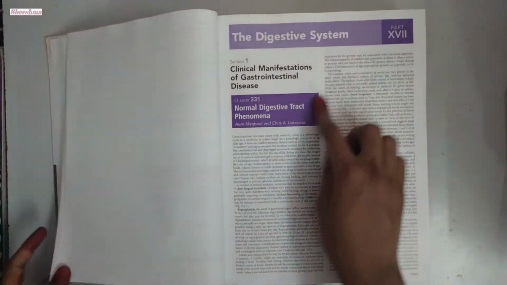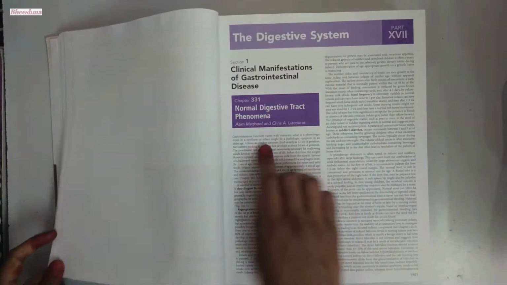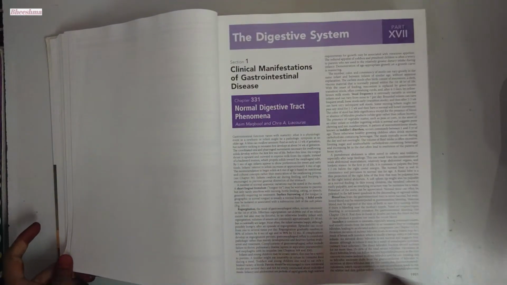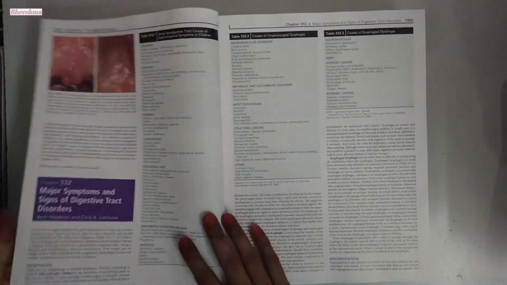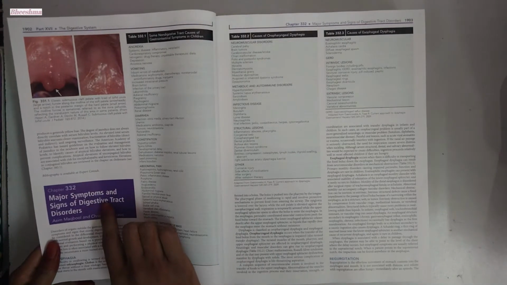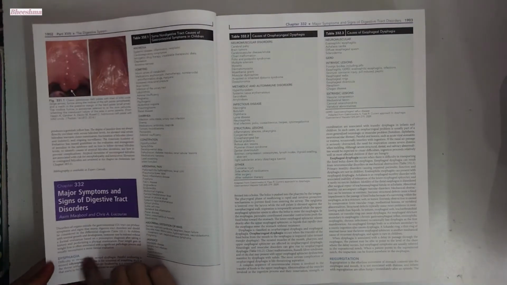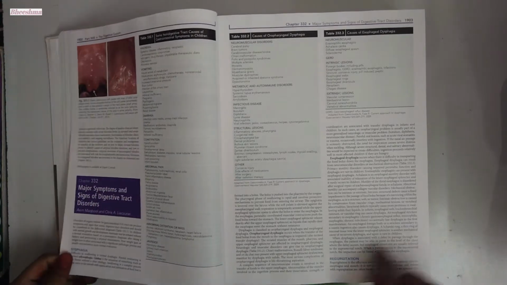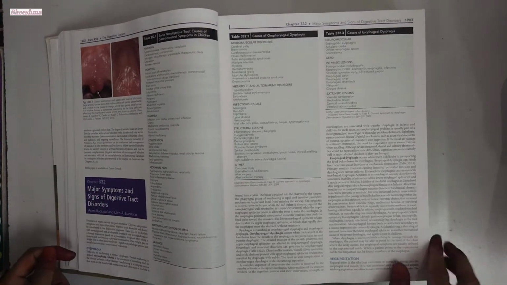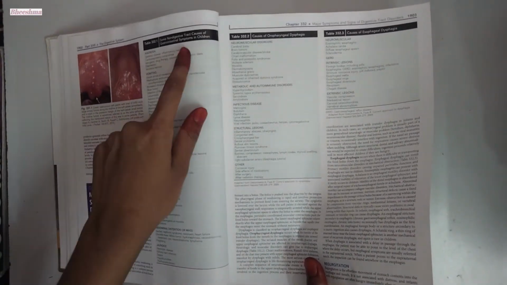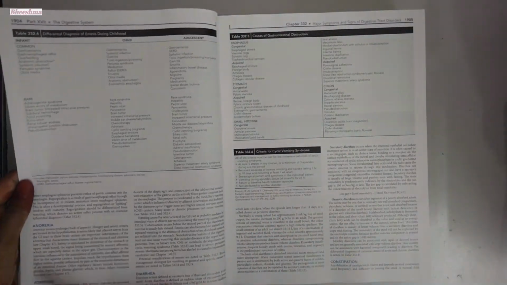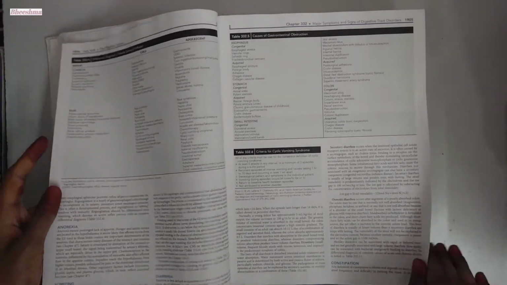First, the digestive system, clinical manifestation of gastrointestinal disease, normal digestive tract phenomena like regurgitation, where the definition is given, like blood loss, jaundice, and the major symptoms and signs of digestive tract disorders such as dysphagia, that is difficulty in swallowing, then regurgitation, effortless movement of the stomach contents, then a tabular column for some non-digestive tract causes of GIT symptoms in children. Then anorexia, vomiting, diarrhea, constipation.